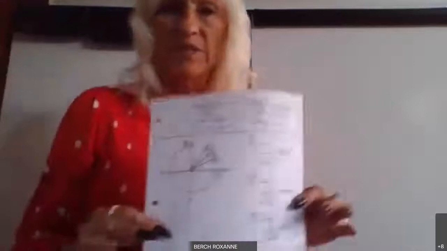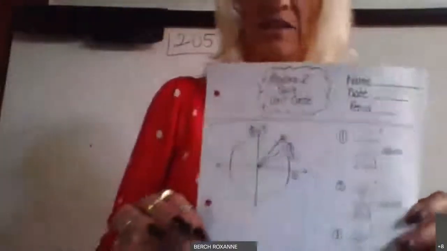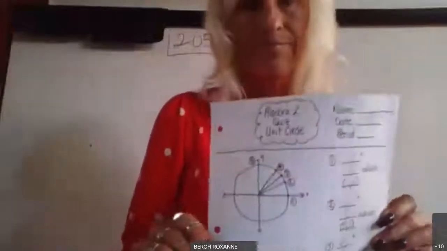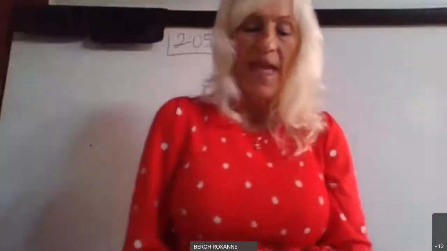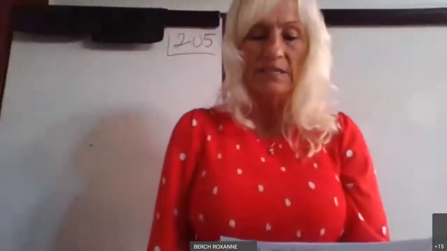So you should have been able to do the first page, and so I'm going to read off the answers for the first page. Number 1 is 0 degrees, 0 radians, and the point is (1, 0). Number 2, the angle is 30 degrees, pi over 6 radians, and the point is (radical 3 over 2, 1/2).